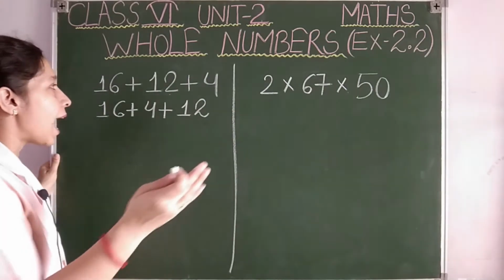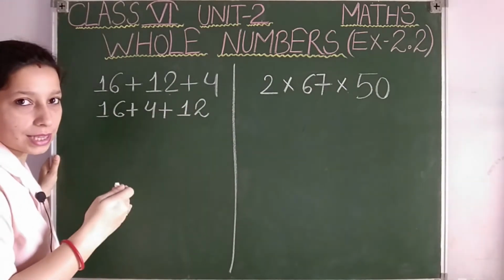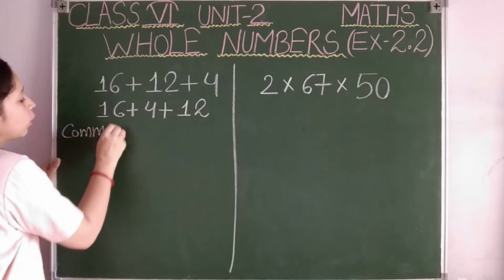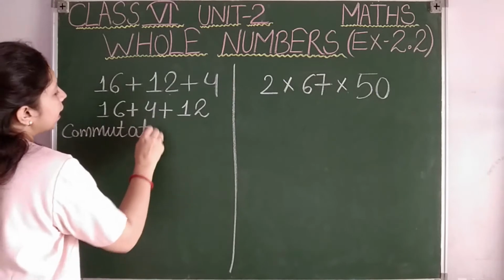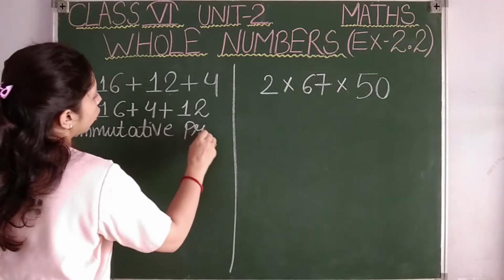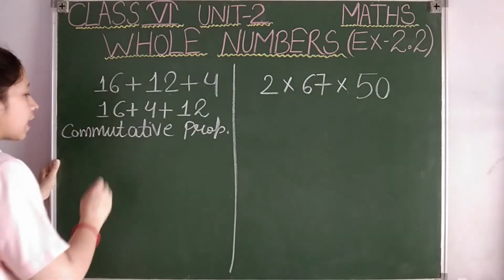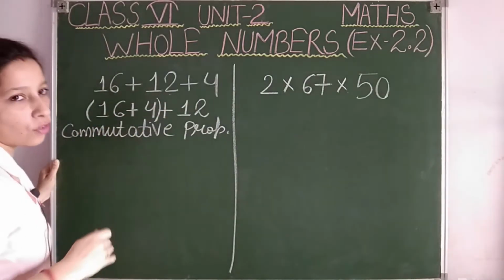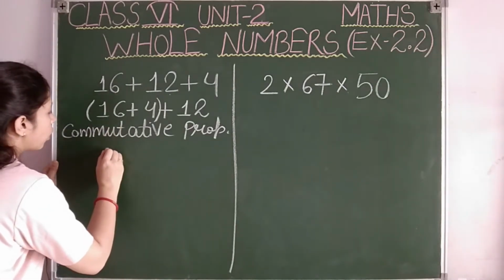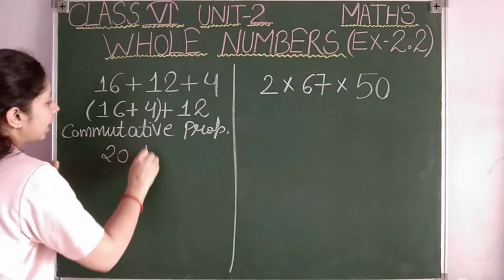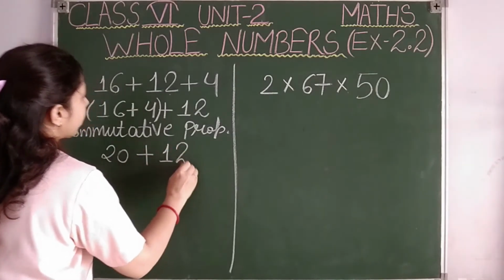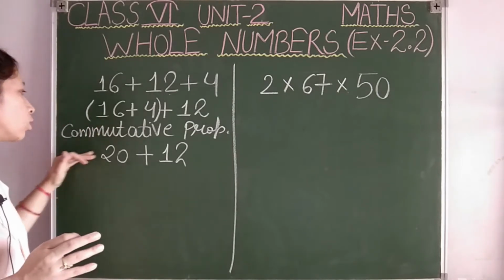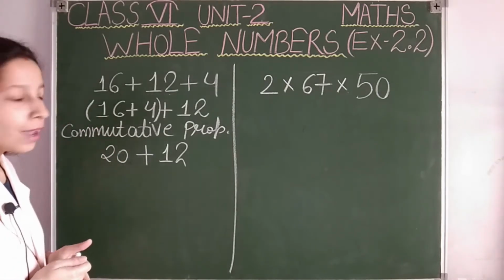What have I done, students? I have changed the order of the numbers given, isn't it? Which property have we used here? We have used the commutative property, isn't it? We have studied that in the commutative property we can change the order of the numbers. Now in the next step I will form groups also, students. First I am taking 16 and 4, I will add them. So 16 plus 4, how much will we get? We will get 20. Then 20 plus 12. Here when I formed the group, I have used the associative property. That also you can mention, that we have used the associative property.